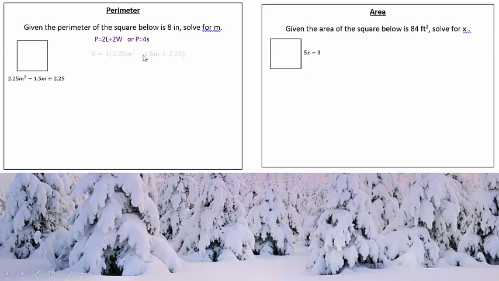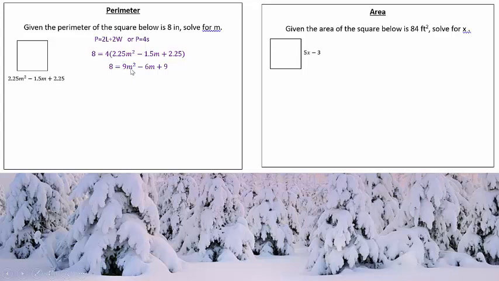So I'm going to go ahead and plug in my information. The perimeter is 8, so that's going to go in for P. And then this is the length of my side, that's going to go in for S. I'll do a little bit of cleaning up here, and we're going to distribute this 4. And we get 9m squared minus 6m plus 9.